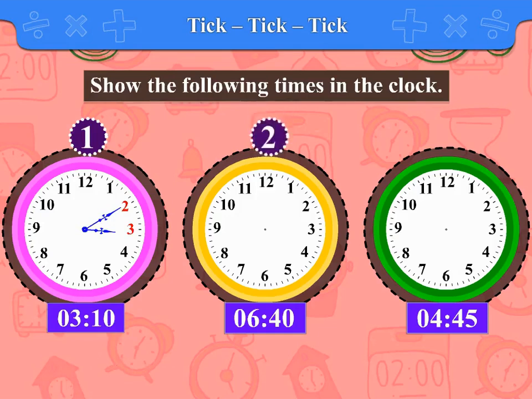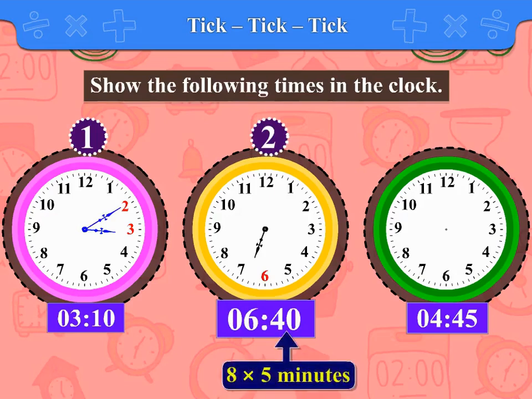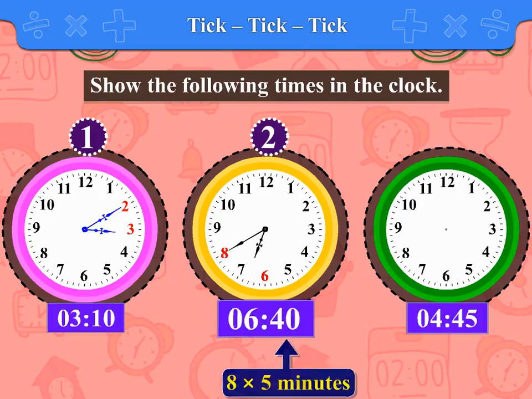Second, in the second clock, we have to show 6:40. So first, show the hour hand at 6 in this way. 40 minutes means 8 into 5 minutes. Show the minute hand on the clock, placing it on 8 after 12, in this manner.